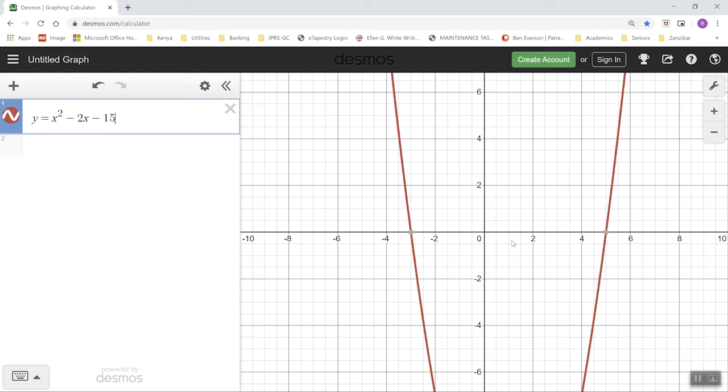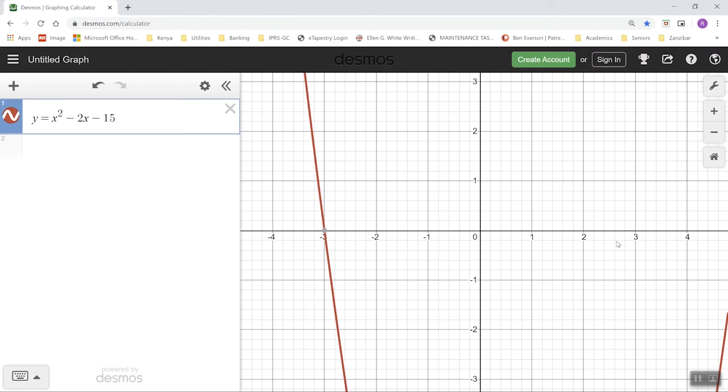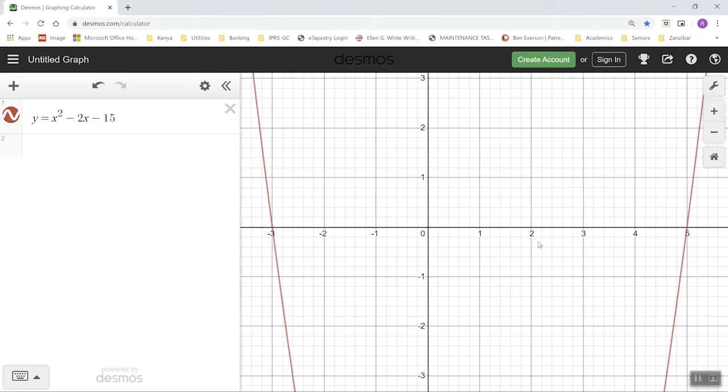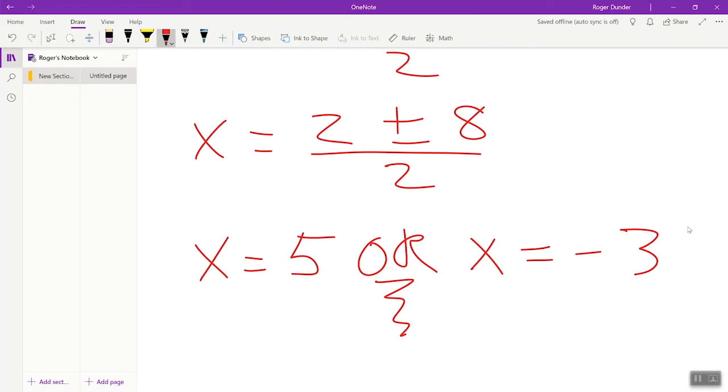There it is. Look at our roots. You can zoom in on this. There's negative 3 right here, that one. Negative 3, 0, and 5, 0. So we've used the quadratic formula to find the solution, and we've confirmed it here with the graph that in fact it is true.